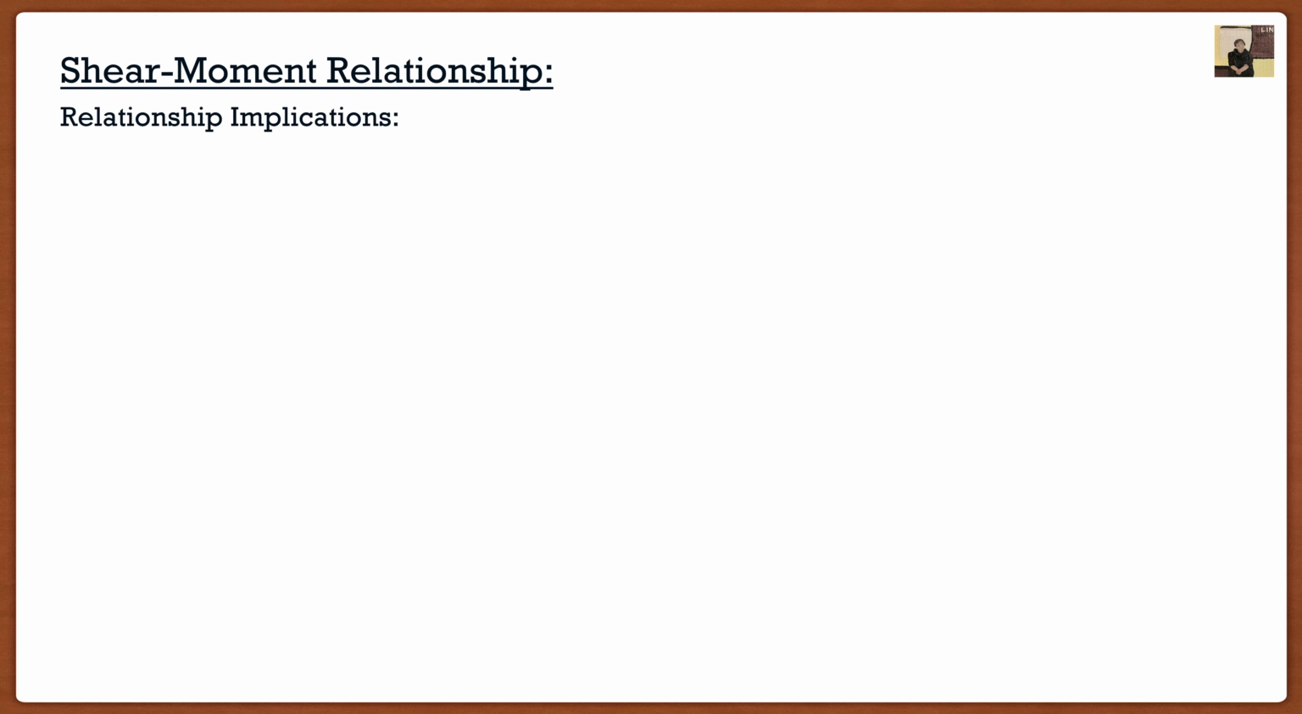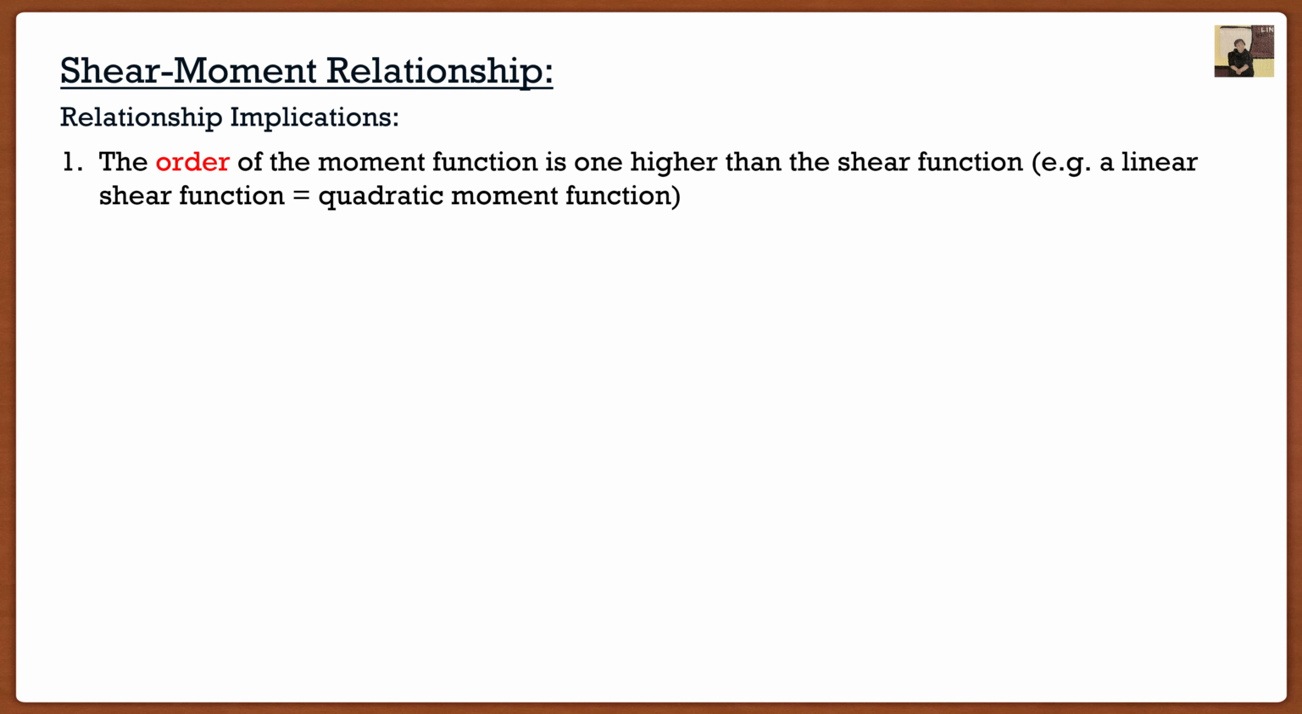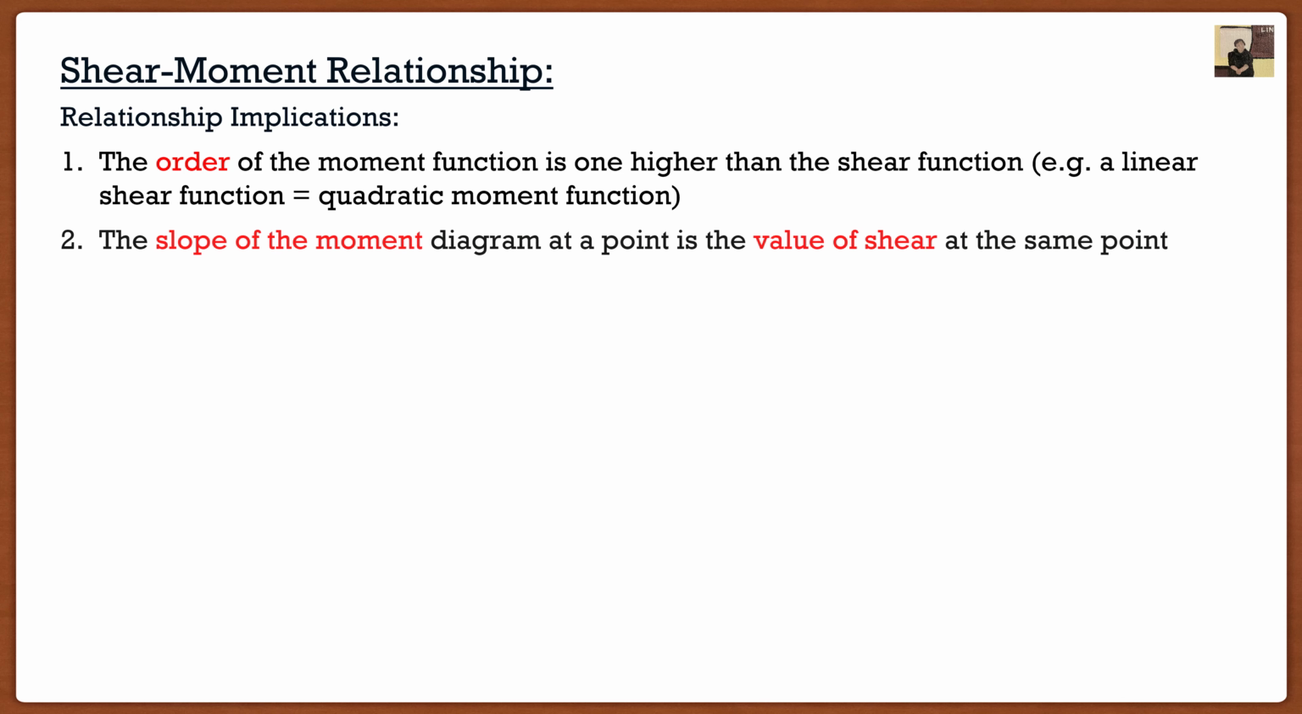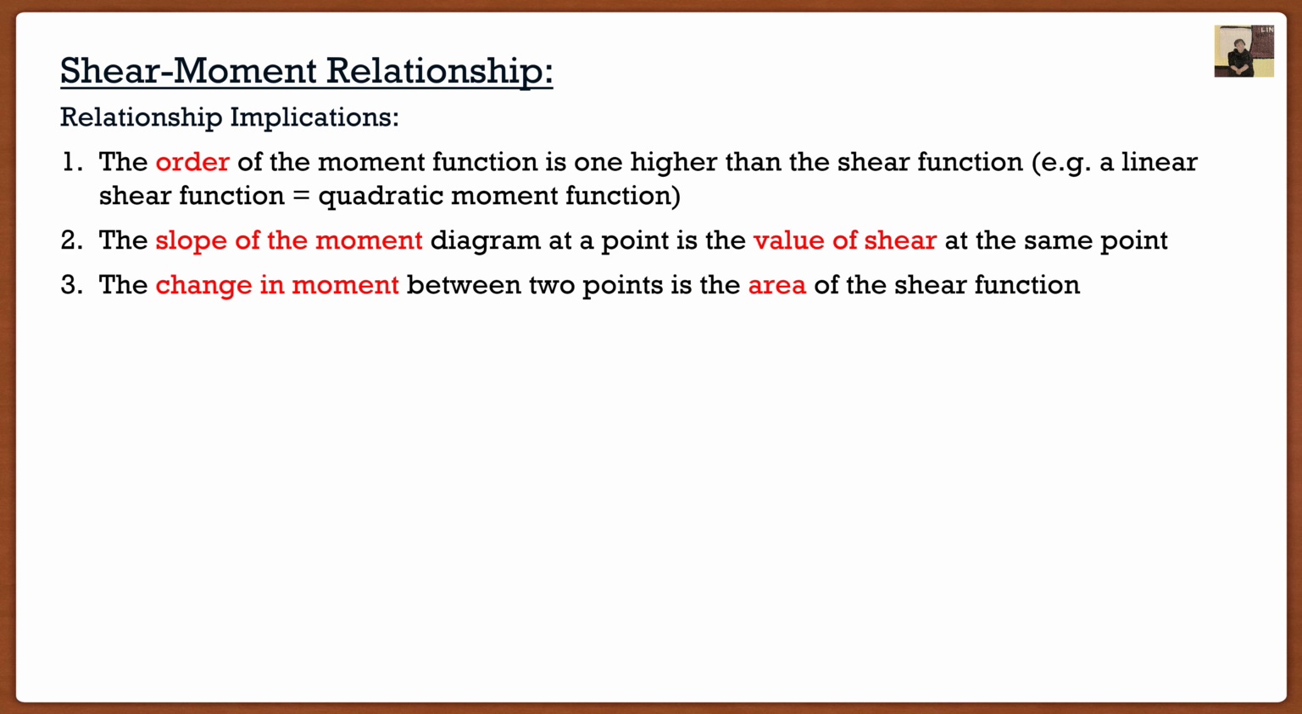What does this mean? Well, it actually means the same things as before, but now instead of load and shear, we have moment and shear. So the order of our moment function is actually going to be one higher than our shear function. So if our shear is linear, then our moment is going to be quadratic. The second one, of course, is the slope of the moment diagram at a point is the value of shear at the same point. So again, this is something I said we're going to talk about later. And once we see moment diagrams, this is going to become very important to you guys. And then finally, the change in moment between 2 points is the area of our shear function. So these are exactly the same as before, except now they're for shear and moment rather than load and shear.